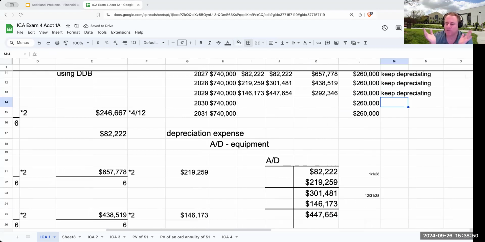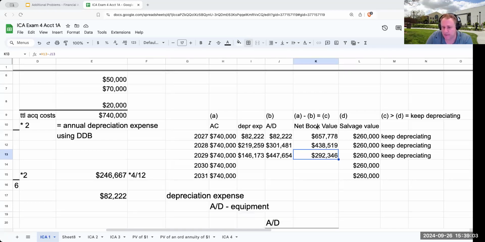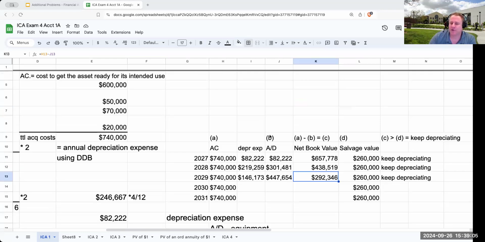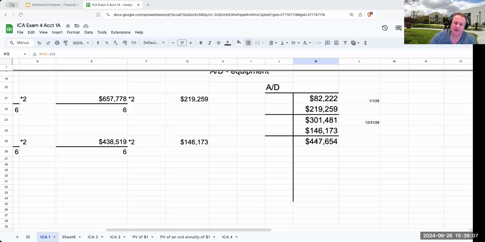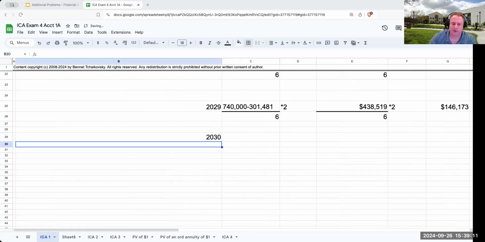Now, as we go through and look at this, we're getting close. What does that mean? It means that the salvage value is still less than the net book value. However, we've got to keep an eye on this in the event we over depreciate. So remember, we can never depreciate beyond an asset's salvage value. So let's go over here to 2030.